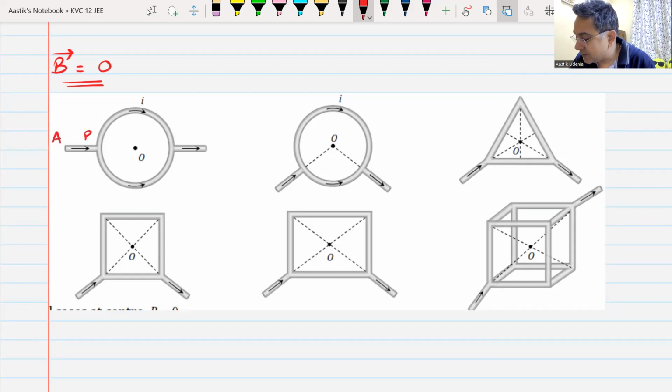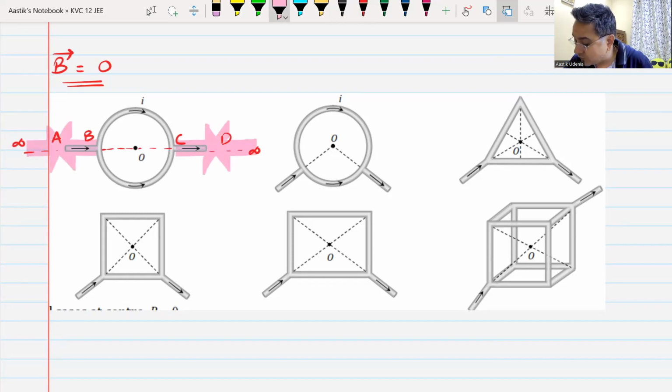this wire AB is coming from infinity, then it gets broken into BC part. One is the BC upper part, one is the BC lower part. Then this goes to infinity. Now, if I look at the magnetic field due to this pink wire AB, this point O, the center of the circle, lies directly ahead, and for this pink wire CD, it lies directly behind. So for both of these wires, the magnetic field is zero. Do we understand this? Yes, sir.